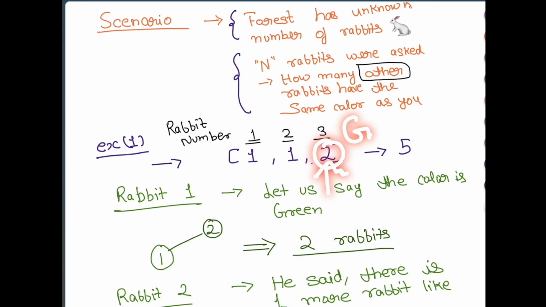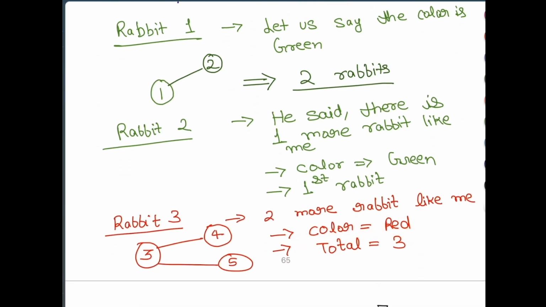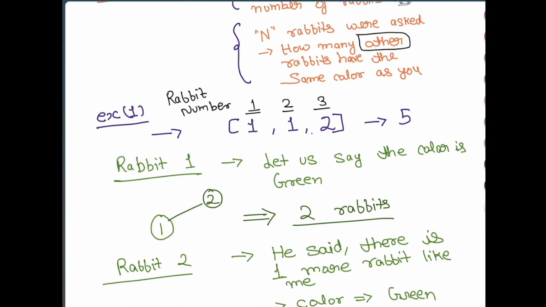Now you might think that this green color assignment is better and correct as compared to what I am assigning, that is the color red. Okay, let us try to see. If this is green, the rabbit number 3 is of green color, and this rabbit number 3 is telling me that there are 2 more rabbits which are of green color. Then who are those rabbits? The rabbit number 1 and rabbit number 2, right? Okay, correct. I would say, okay, rabbit number 3 is of green color.